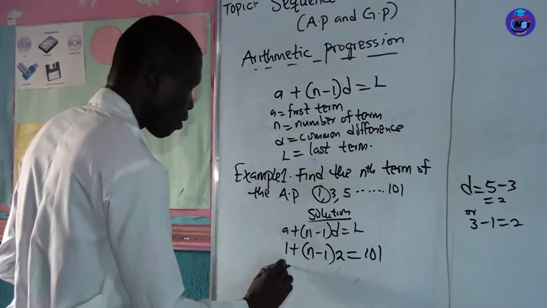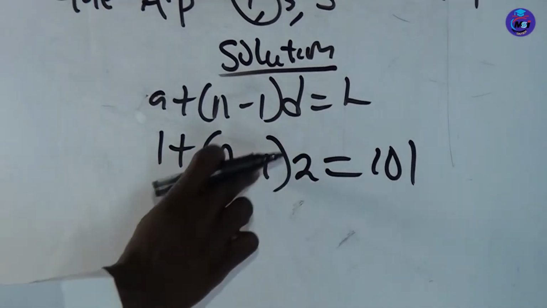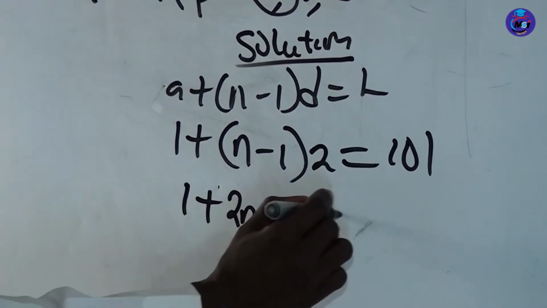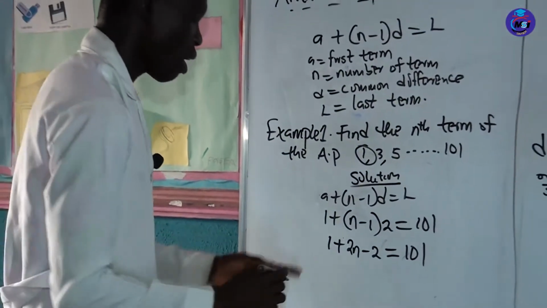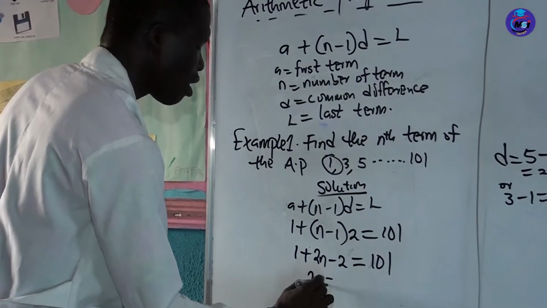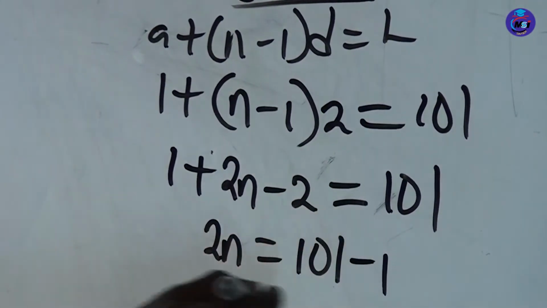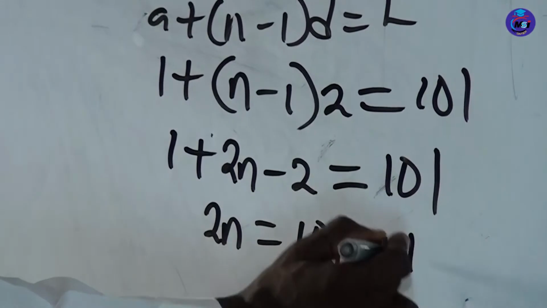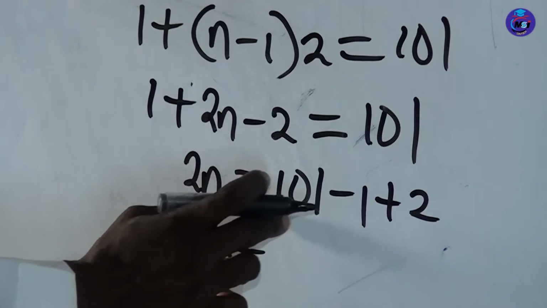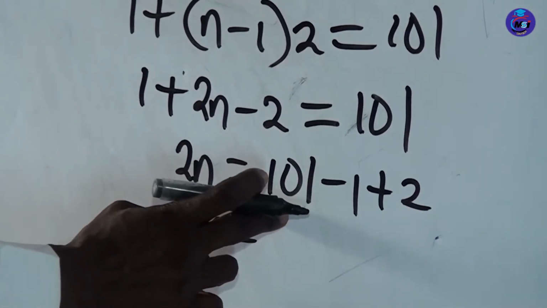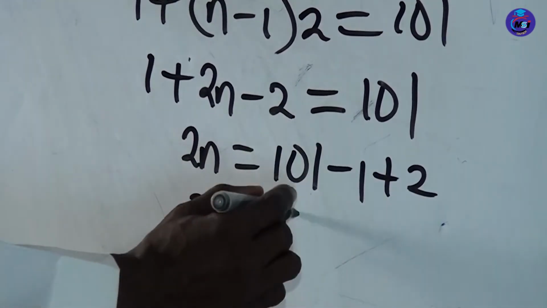Okay, so let's apply. 1 plus 2 times n will give us 2n. 2 times minus 1 will give us minus 2, which equals 101. Now we want to collect like terms. When we collect like terms, we have 2n equals 101. When this 1 crosses to this side, it turns to minus 1. When this minus 2 crosses to this side, it turns to plus 2. So this will give us 2n equals 101 minus 1, which is 100. Then 100 plus 2 will give us 102.